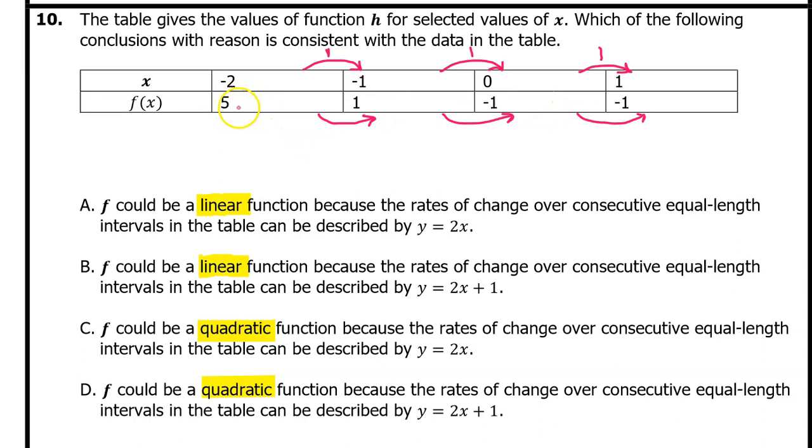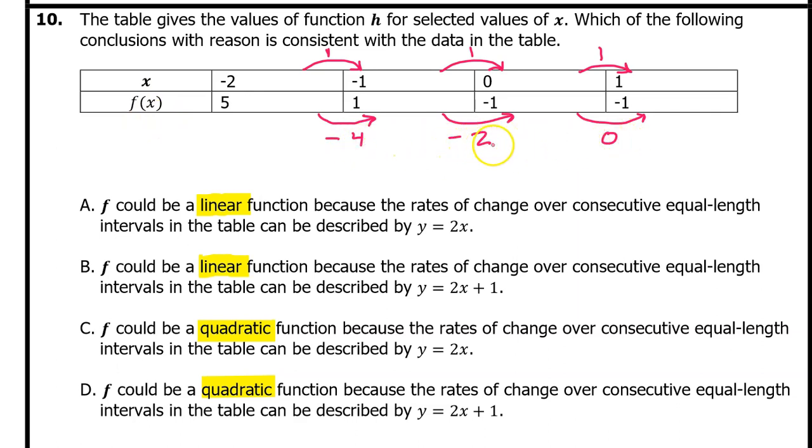So from 5 to 1, we see a decrease of 4. And then from 1 to -1, that's a decrease of 2. And then from -1 to -1, that is a decrease of 0. So if f of x was linear, the rate of change would be constant.